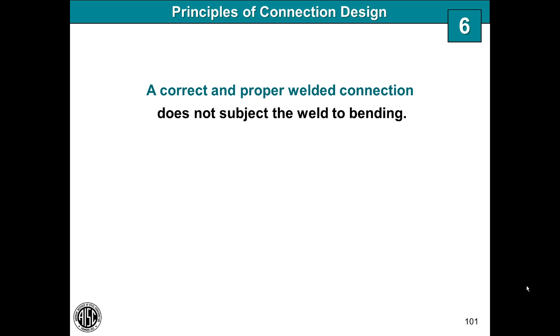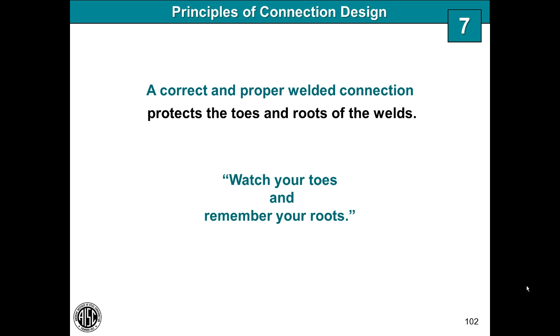Well, we're through the halfway point. We've got through 6. Let's go to number 7. A correct and proper welded connection protects the toes and roots of the welds. I have some little sayings that I use to try to encourage good design. And for this concept, I say watch your toes and remember your roots.